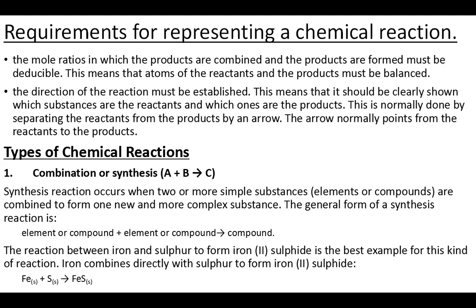Now, the reaction between, for example, iron and sulfur to form iron(II) sulfide is the best example of this kind of reaction, as the iron combines directly with the sulfur to form iron(II) sulfide. As you can see in the equation, iron in solid phase plus sulfur in solid phase gives iron(II) sulfide, which is also in solid phase.